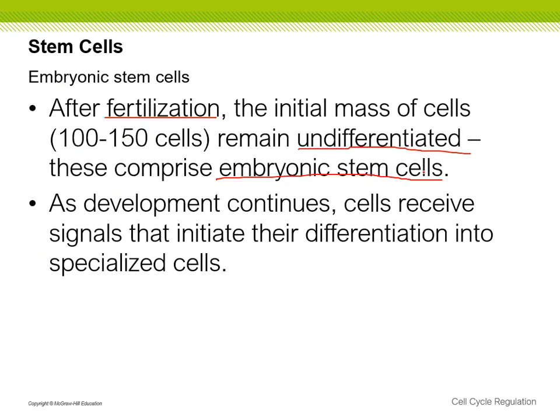The egg gets fertilized, and there's 100 cells ready to go. What do you need, boss? I'll do whatever you need me to do. So as the development continues, right, this is the 9 months, those cells receive the signals that are going to tell them what to do.